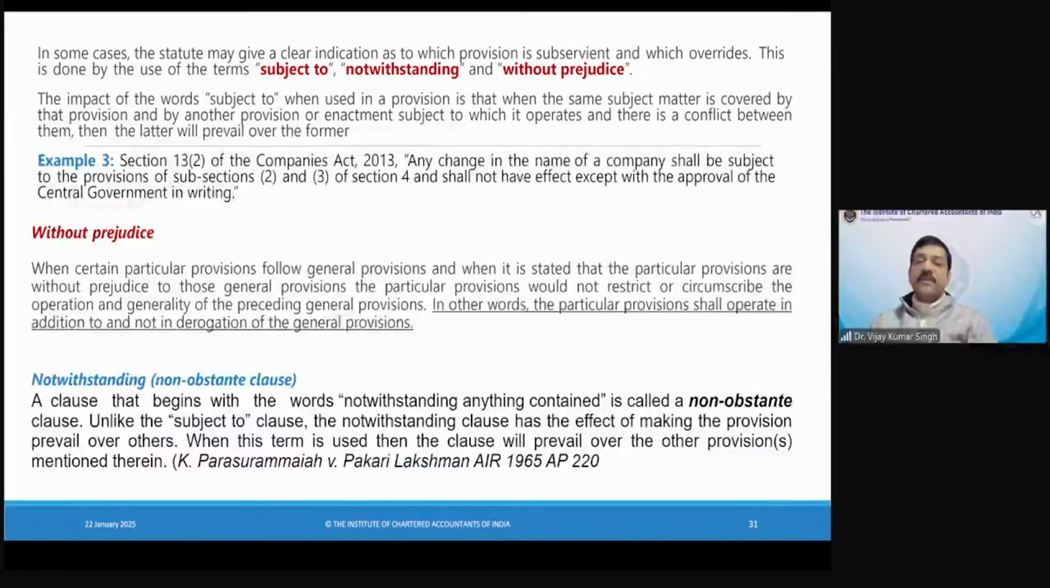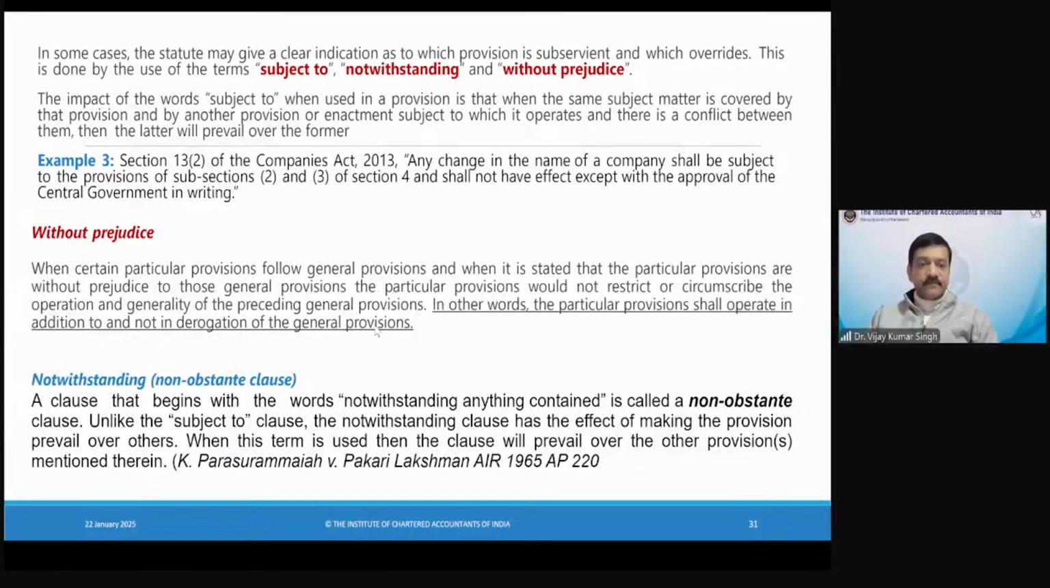If I say, without prejudice to my legal right, I would like to try mediation, what I'm saying is that just going for mediation will not take away my right to legally challenge that particular issue in court. So this is called without prejudice. It is a situation wherein the provision gives you an option other than the general provision. So you say, without prejudice to the general powers exercisable by an authority, they are being given these specific powers. This is what without prejudice means.